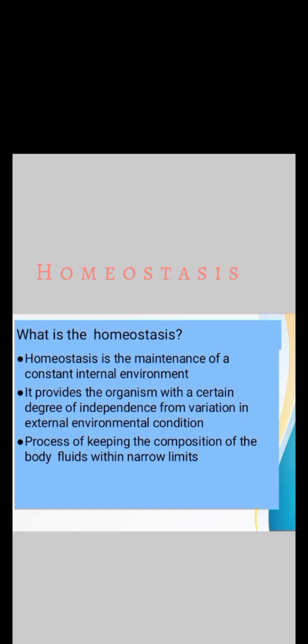What is homeostasis? Homeostasis is the maintenance of a constant internal environment. Internal environment means it balances the water content, salt and temperature. So these are all included in the internal environment. It provides the organism with a certain degree of independence from variation in the external environment. It does not depend on the external environment.